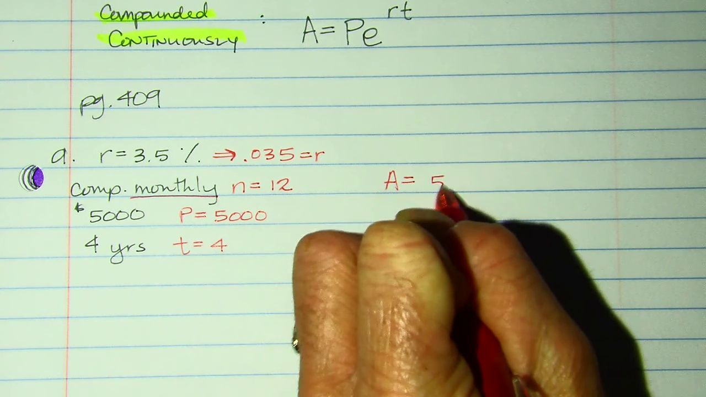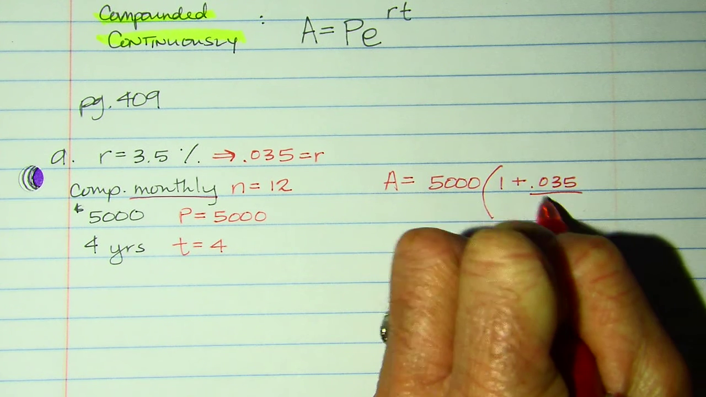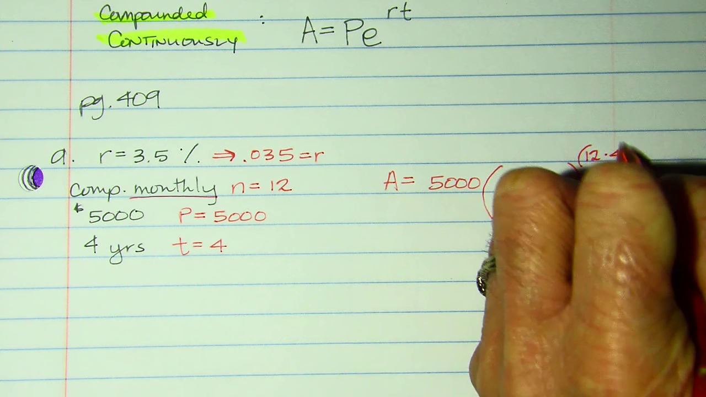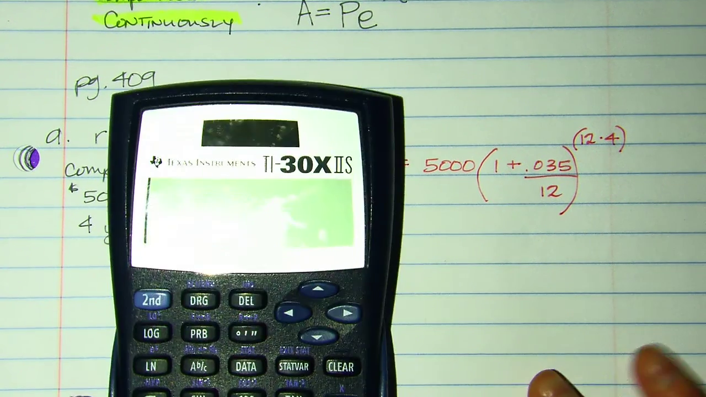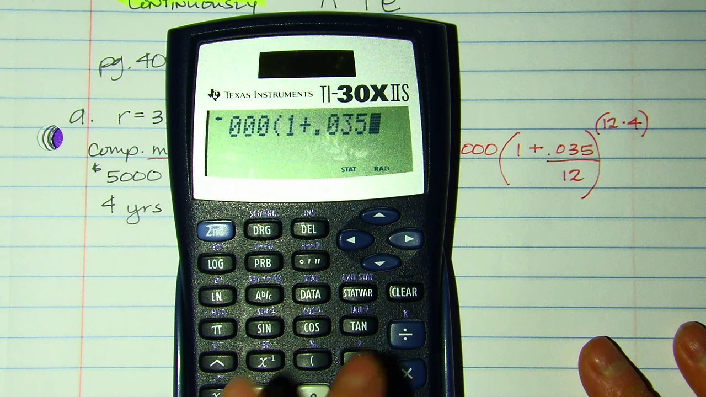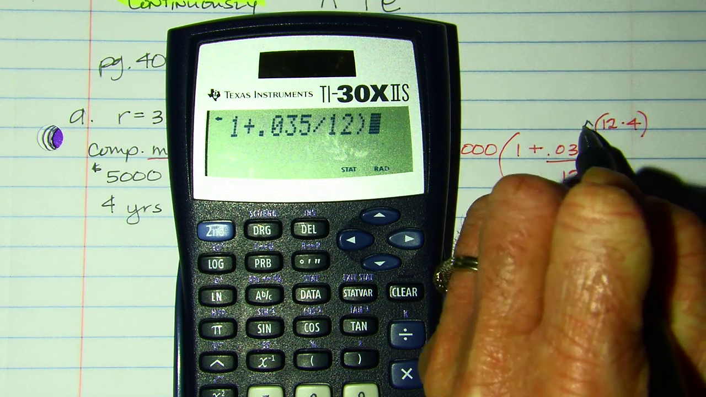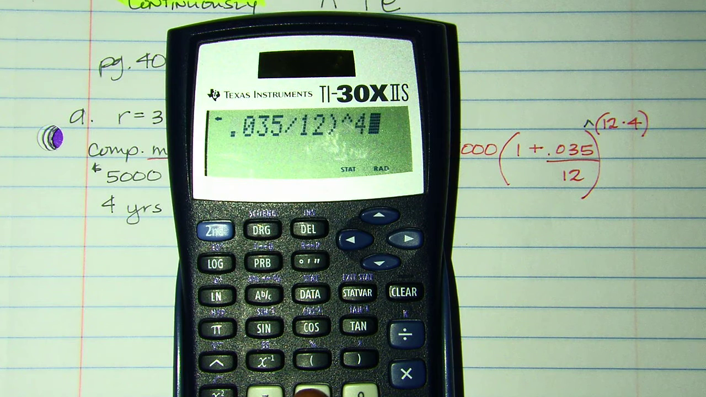A equals my principal times 1 plus my rate over n, to the n times t, or you can write t first, it doesn't matter. But I am going to enter this exactly as it appears into my calculator. So 5,000, parentheses, 1 plus 0.035 divided by 12, close my parentheses. The only thing I need to add is the exponent button, and then instead of putting parentheses, I'm going to simplify that: 12 times 4 is 48.